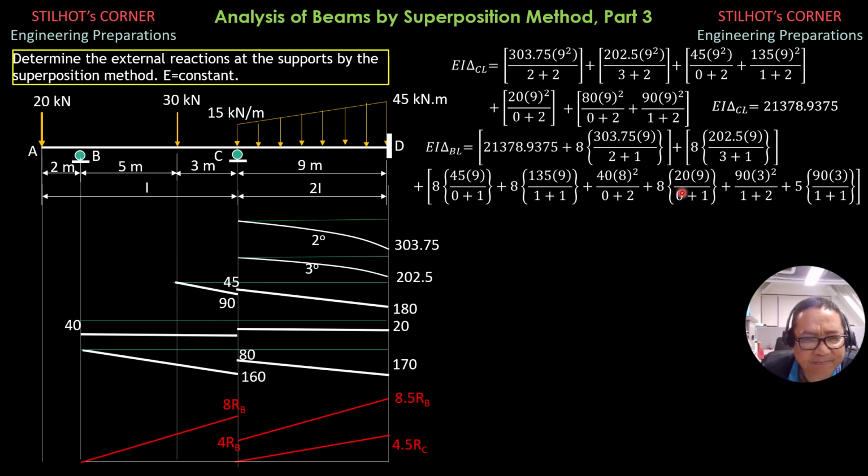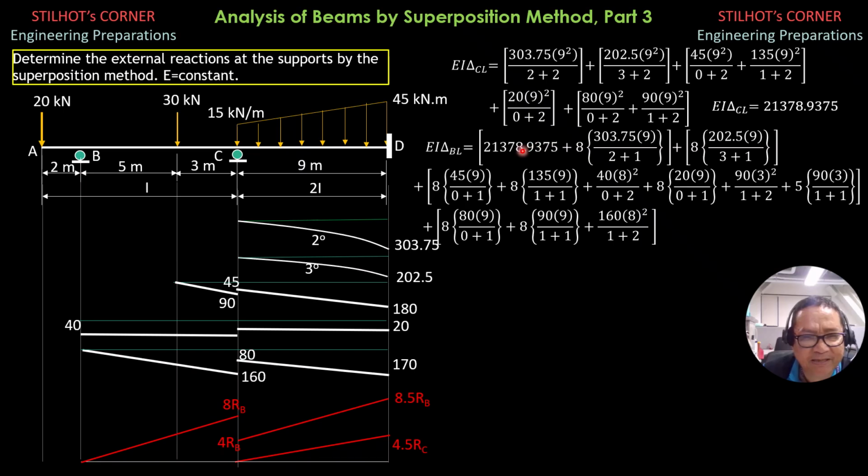by 0 plus 1. Then due to this loading here, the effect at B would be deflection under the 30 kilonewton load plus deflection due to the slope at this point. So for the moment, 90 length 3, so 3 square, then first degree plus 2, which is this, then plus 5 times the theta at B, which at this point is 5 times moment 90 length 3 over first degree plus 1.